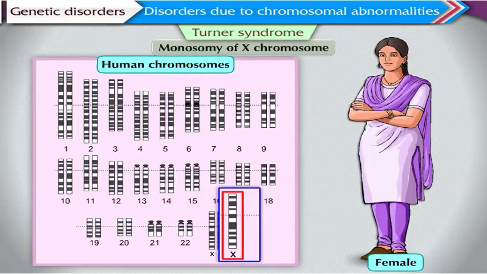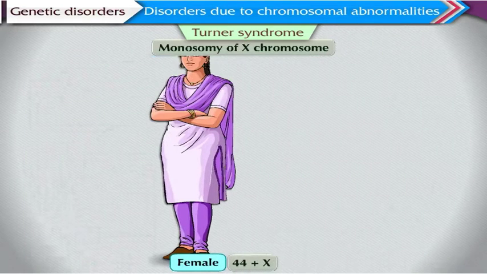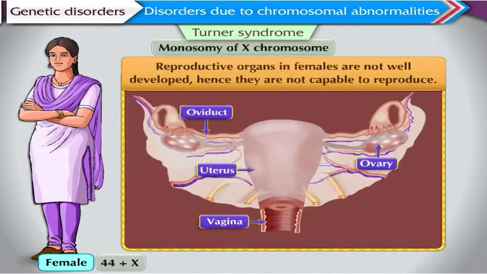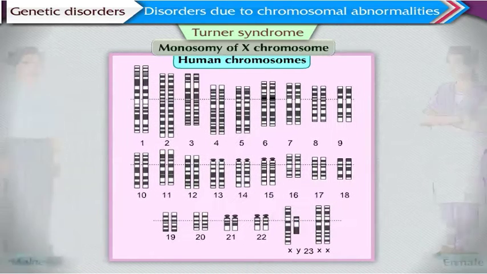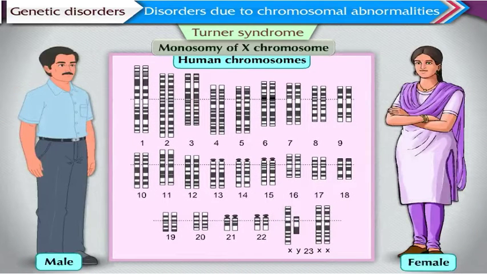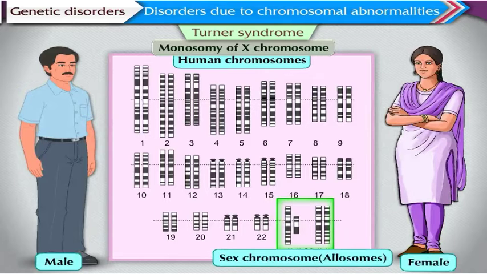In such females, the number of chromosomes is 44 plus X instead of 44 plus XX. Reproductive organs in females suffering from Turner's syndrome are not well developed. Hence, they are not capable of reproducing. The prominent characteristic feature of a child born with this disorder is swelling on the hands. Let us now discuss another disorder caused due to abnormalities in sex chromosomes.